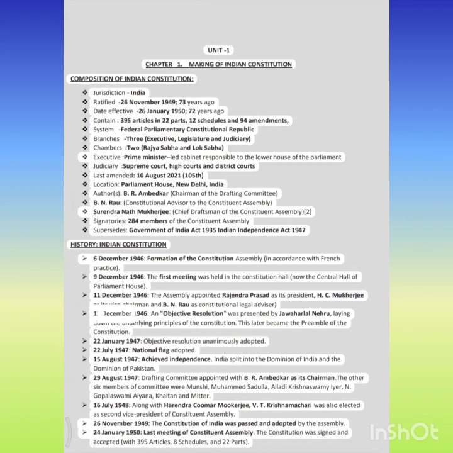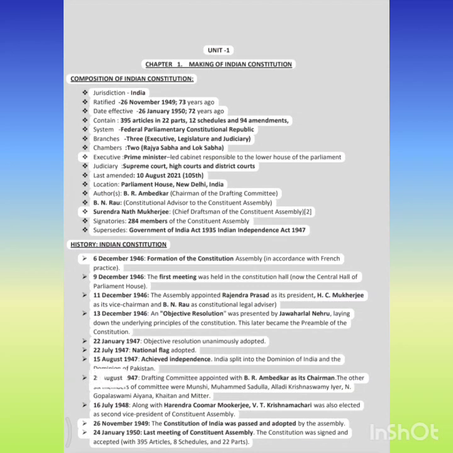The 13th of December 1946, an objective resolution was presented by Jawaharlal Nehru, laying down the underlying principles of the Constitution. This later became the preamble of the Constitution. The 22nd of January 1947, the objective resolution was unanimously adopted. The 22nd of July 1947, the national flag was adopted. The 15th of August 1947, India achieved independence and was split into the Dominion of India and the Dominion of Pakistan.